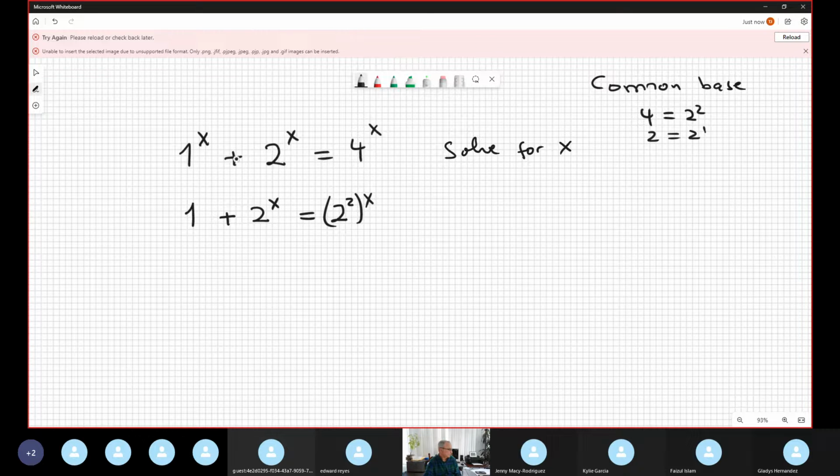Yes or no? One more time, you have 1 plus 2 to the x is equal to 4 to the x. Multiplication of the exponent is 2 to the 2x. Entonces, you have a quadratic in front.